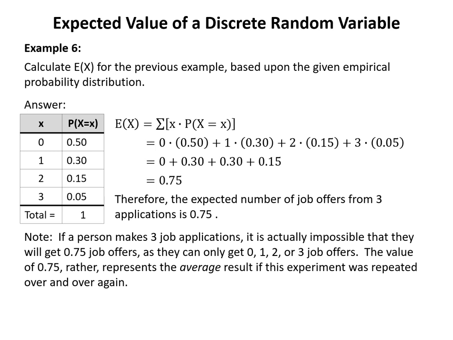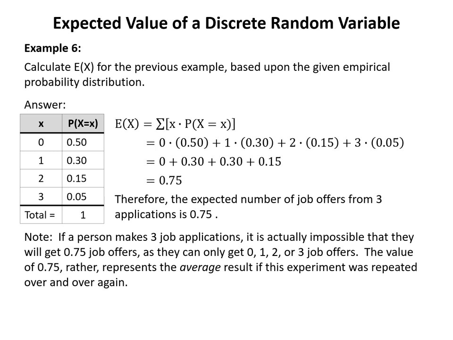So we see that the expected value of X will equal 0 times 0.5 plus 1 times 0.3 plus 2 times 0.15 plus 3 times 0.05. So we're just multiplying across rows and then adding the result down for all of the rows. And so we end up with 0 plus 0.3 plus 0.3 plus 0.15, and we get a total of 0.75. Therefore, the expected number of job offers from three applications based on this historical data or empirical data is 0.75.